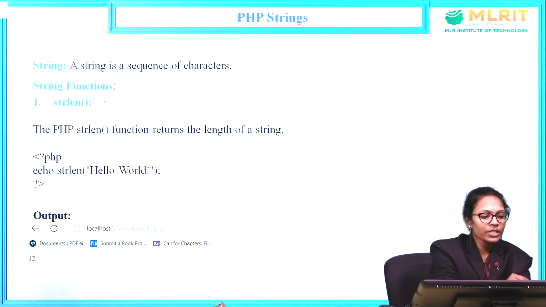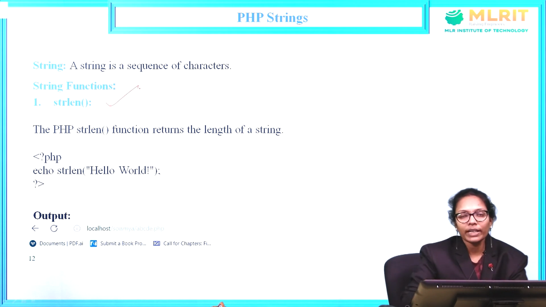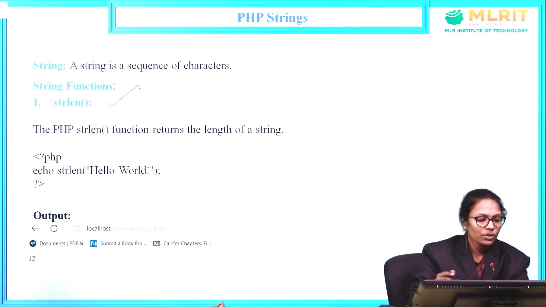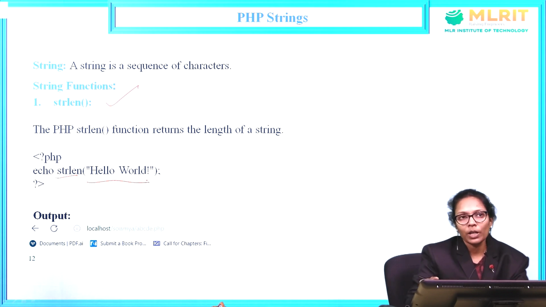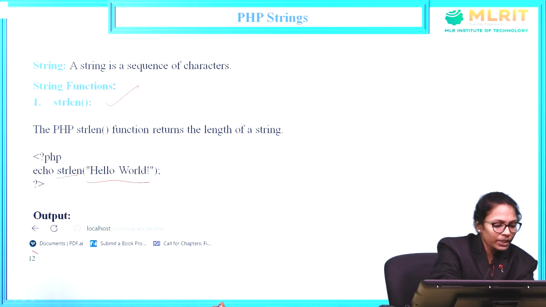The first function is strlen, string length. It will provide the length of the given string. Here, I'm calling the strlen function by passing a string. The strlen function takes one parameter of type string, and it will calculate the length of the string. So the output is 12 here.